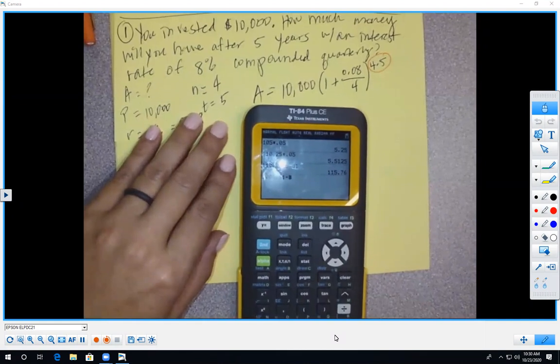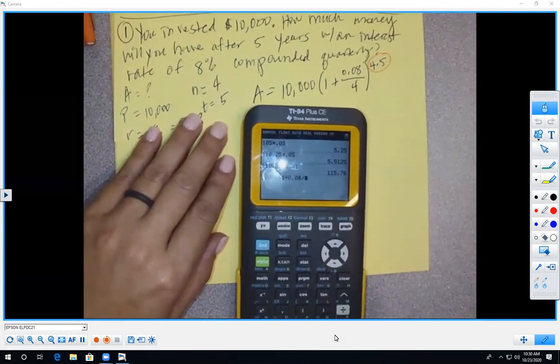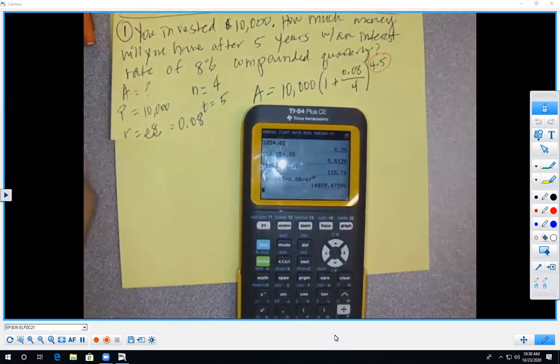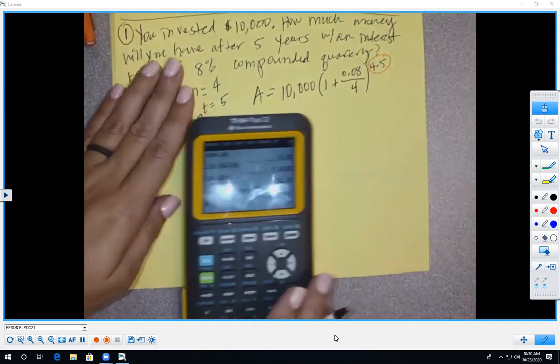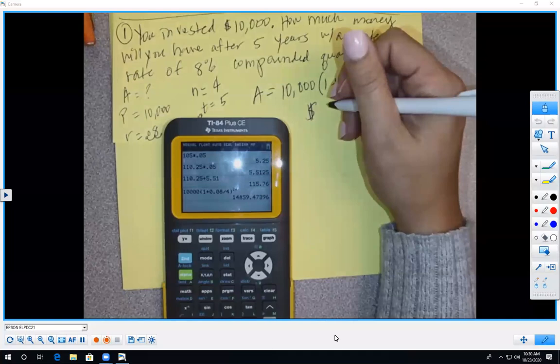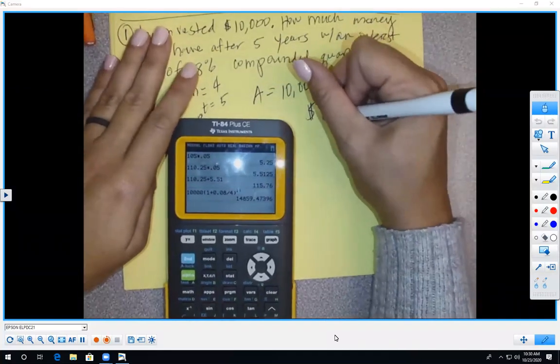Okay, so you could just type it all in all at once. Times 1 plus 0.08 divided by 4 raised to the 4 times 5, which is 20. And you get $14,859.47. You will always round to the nearest hundredth here because we're talking dollars and cents.